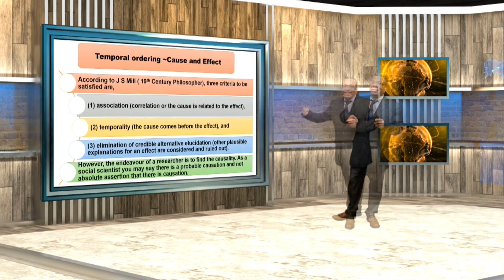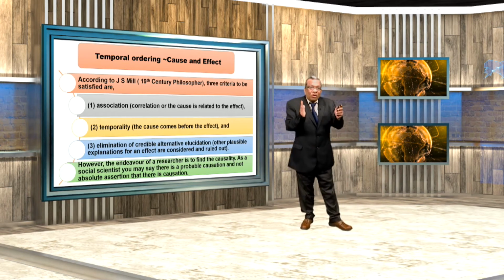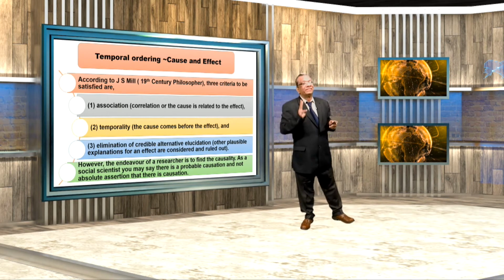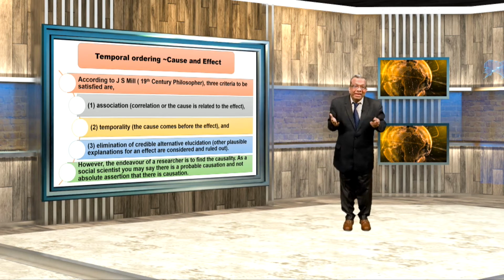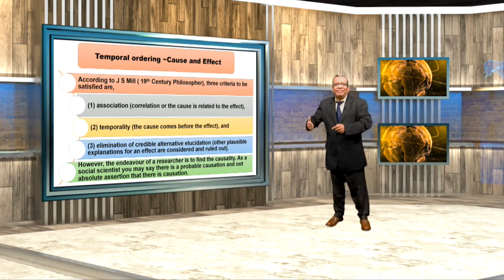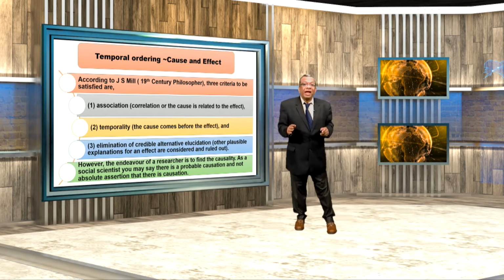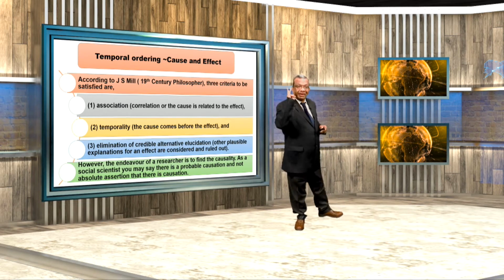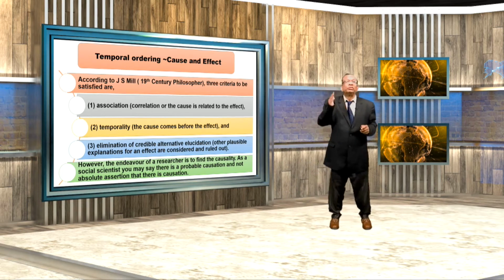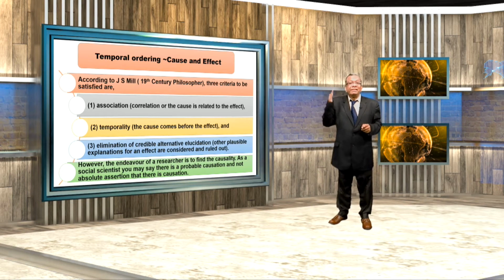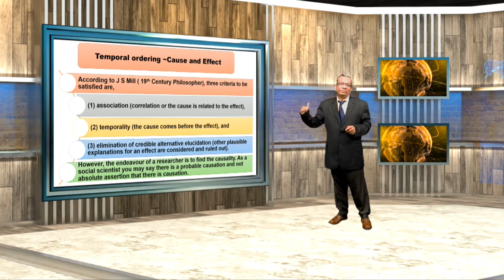Number two is temporality. The cause comes before the effect. And the third one, this is the most important thing, elimination of credible alternative explanation. Other plausible explanations for an effect are considered and are ruled out. Therefore, there are three conditions. First is the association, there should be a correlation, and there should be temporality, and there should be no other explanation for the effect.